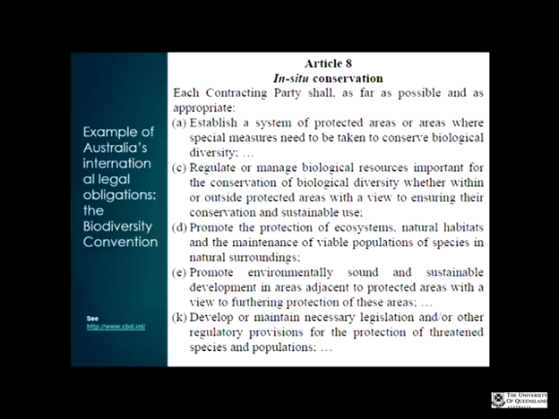But you can see, if you look at Article 8, right down the bottom at subsection K, it says each contracting party shall, as far as possible and appropriate, develop or maintain necessary legislation and or other regulatory provisions for the protection of threatened species and populations. So Australia has signed this, saying, yes, we will develop and maintain necessary legislation and regulatory provisions, and they were able to point to this to justify passing legislation that then prevented the Tasmanian government from building the Franklin Dam because of the impact on these areas of biodiversity value.